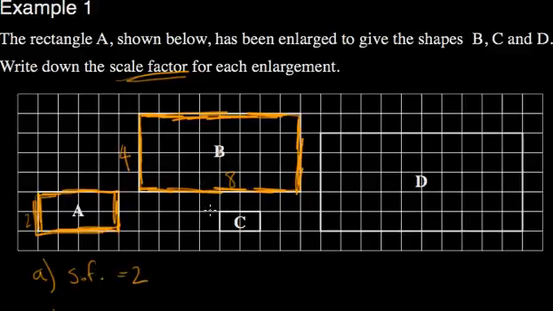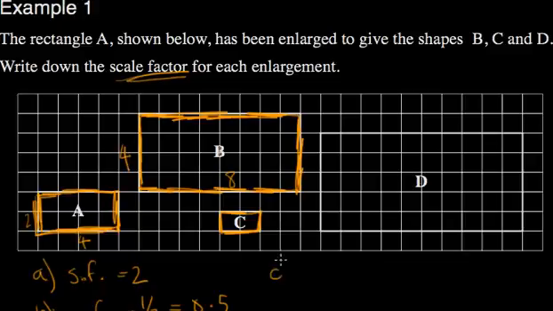What about for the next one, from A to C? Well, C is much smaller now. C is 2 by 1. And if it started at 4 by 2, it must have shrunk. And the scale factor here is a half. I could write this as 0.5. That's fine.